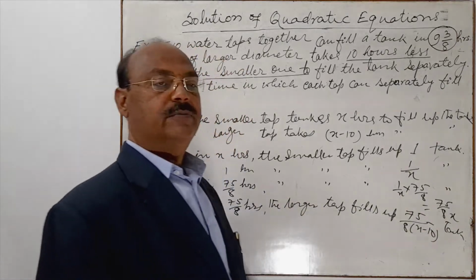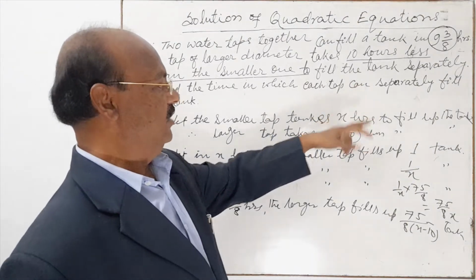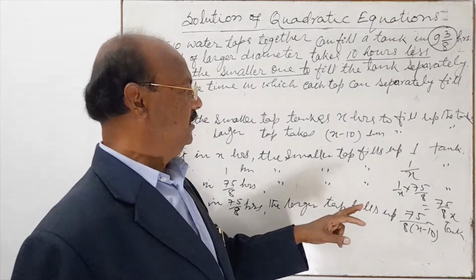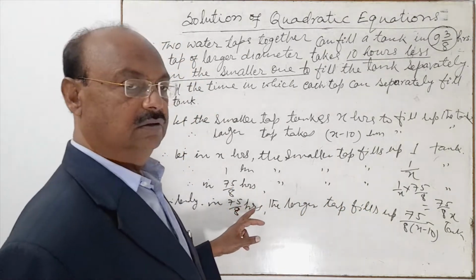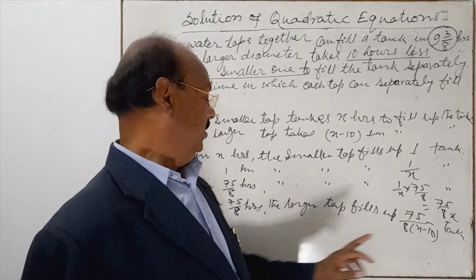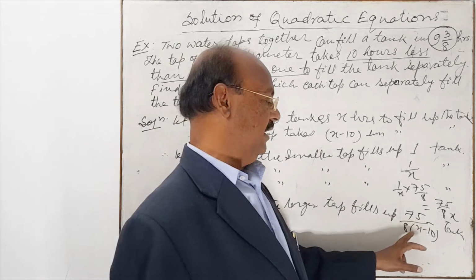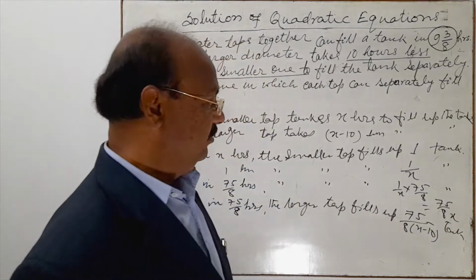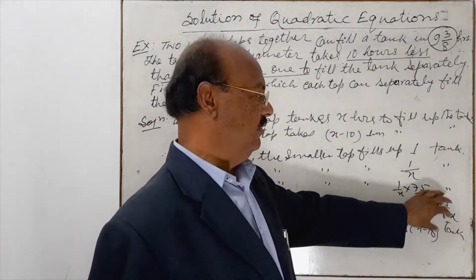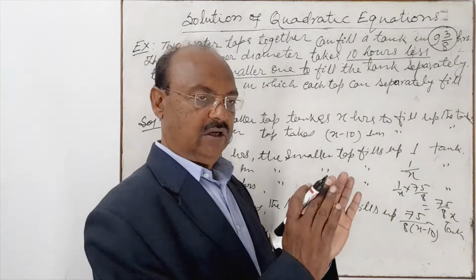How can we write the statement? We can write like this: in X minus 10 hours, the larger tap fills up one tank. So in 1 hour, how much part of the tank? 1 by X minus 10. So in 75 by 8 hours, 1 by X minus 10 into 75 by 8. Okay. And when you add these two parts of the tank being filled up by the smaller tap and larger tap, the complete value will be 1 tank.